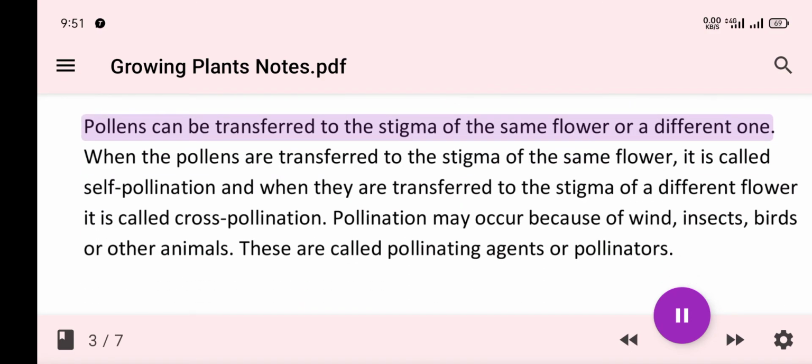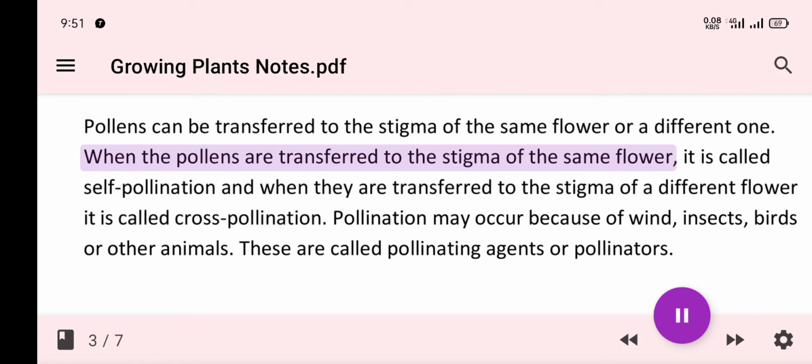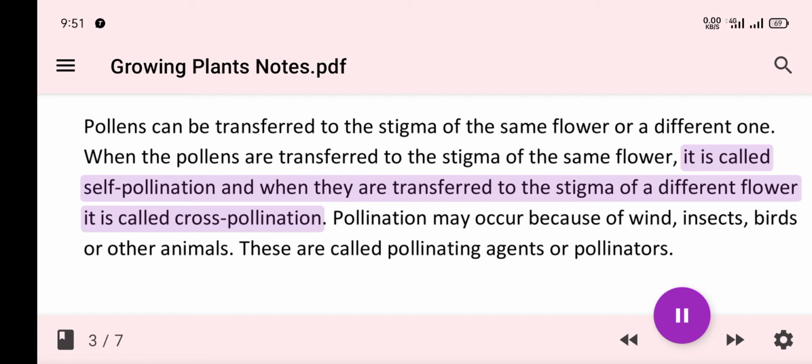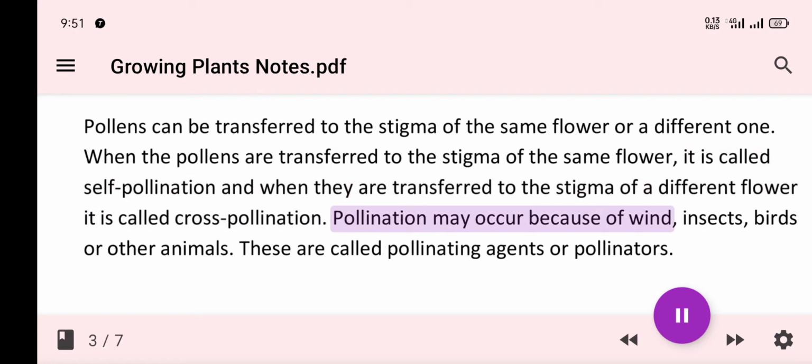Pollens can be transferred to the stigma of the same flower or a different one. When the pollens are transferred to the stigma of the same flower, it is called self-pollination, and when they are transferred to the stigma of a different flower, it is called cross-pollination. Pollination may occur because of wind, insects, birds, or other animals. These are called pollinating agents or pollinators.